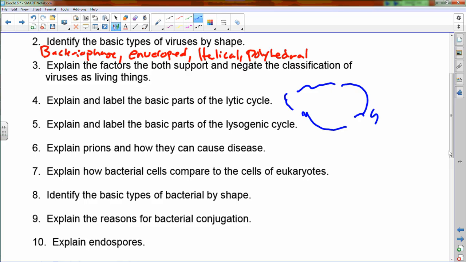How's that? That's right. I mean, if I tried to write all that up there, you're not going to be able to read it.